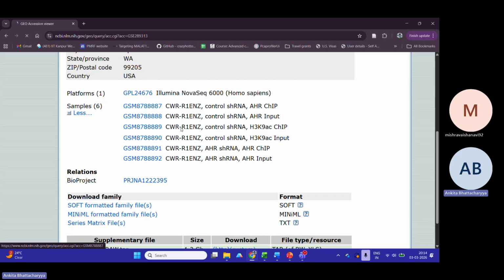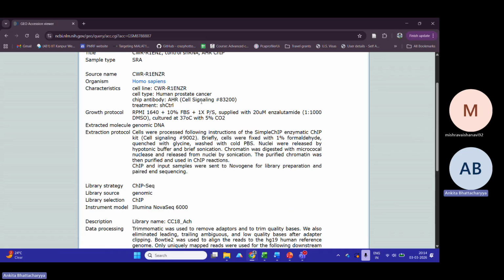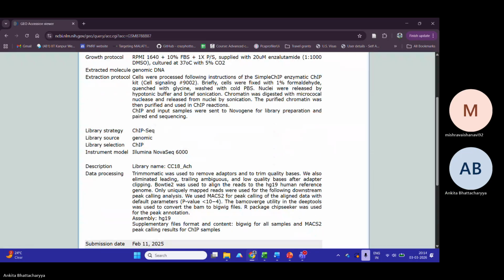So from here, if you open any random experiment, you will see all of this information: the type of antibody used, whether there were any conditional variants, what the growth protocol was. So anytime you wish to do an experiment similar to this, you can look at all of these measures and make sure that whatever you wish to validate also follows similar protocols. Otherwise, the reviewer might ask why you have chosen a different protocol, and you have to justify it.